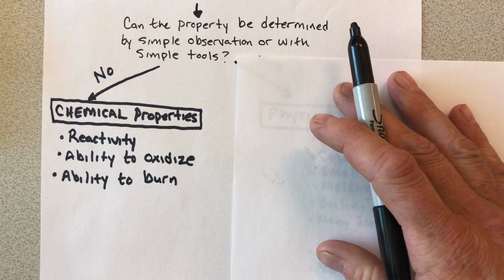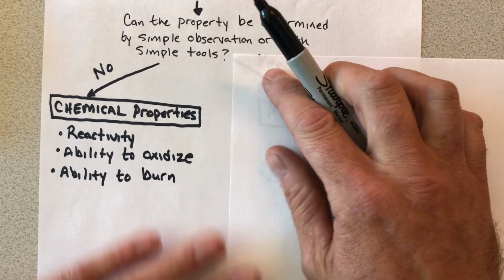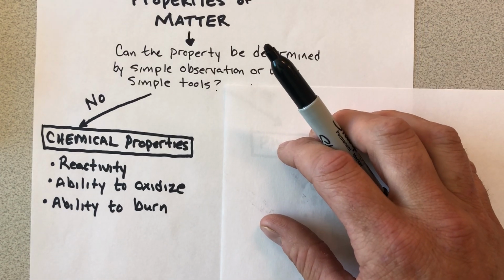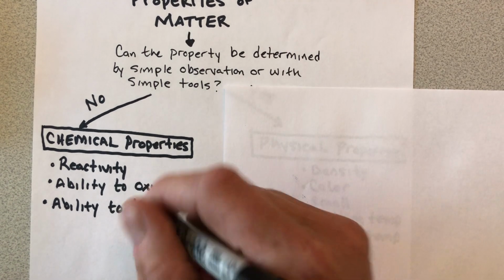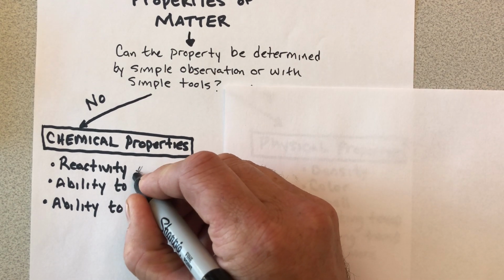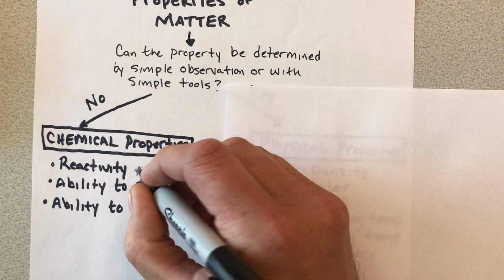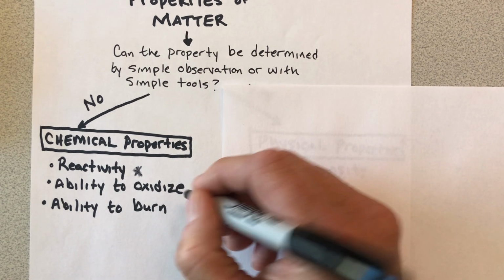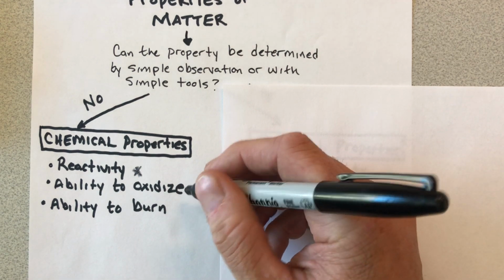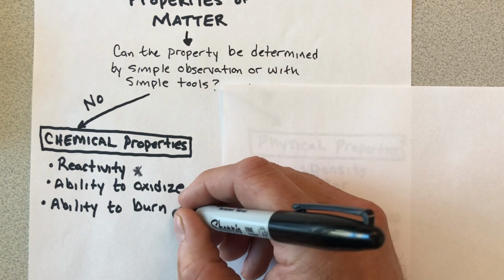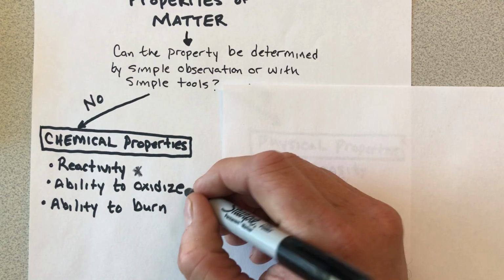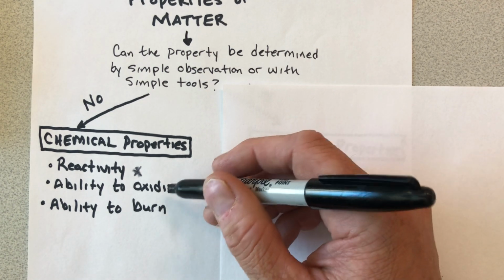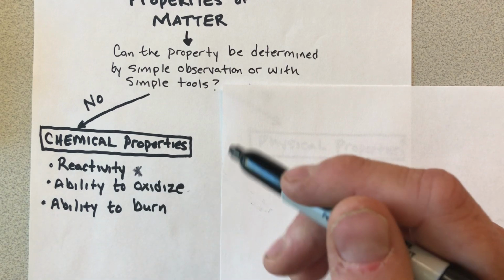And chemical properties of matter depend on how a substance will react, usually in the presence of some other substance. So the big word to know here is reactivity. That is a key word to understanding chemical properties. These are just examples. The ability to oxidize, that's like rusting, and the ability to burn, perhaps. These require other substances and pretty thorough testing to recognize a chemical property.